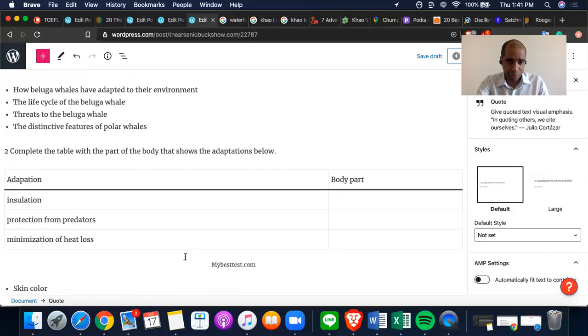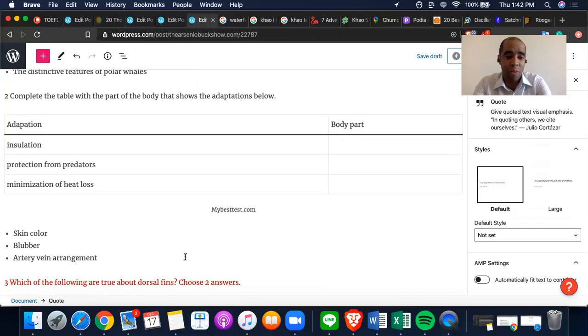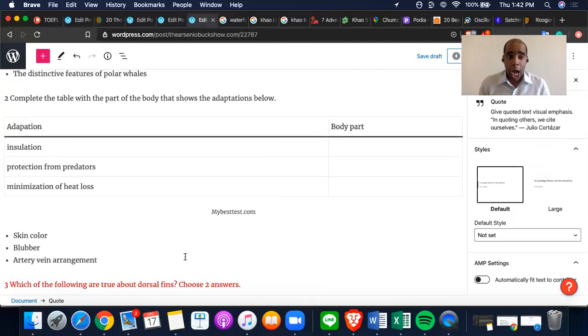So, this one's really interesting. Oh, this isn't too bad. We have to complete the table with the part of the body that shows the adaptations below. So adaptation: insulation, protection from predators, minimization of heat loss. What body part? Those three body parts are skin color, blubber, artery vein arrangement.